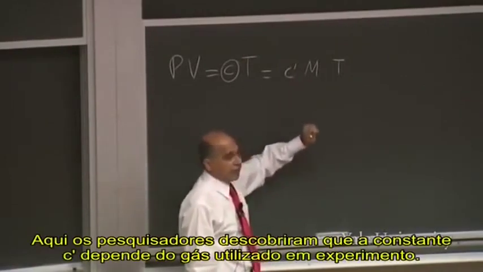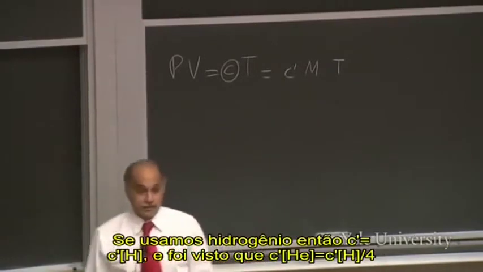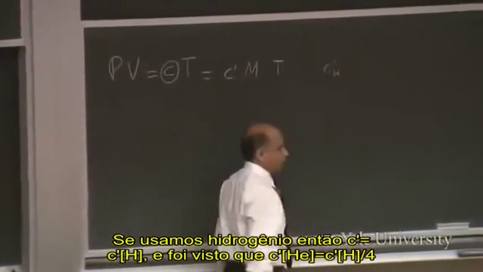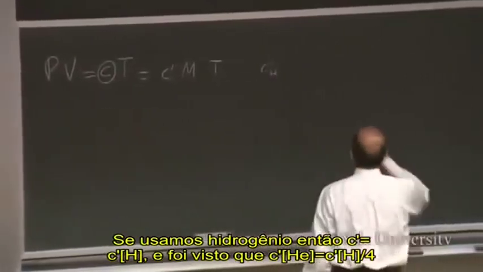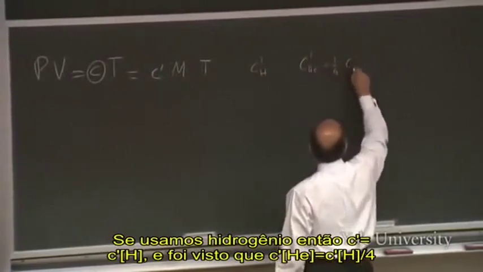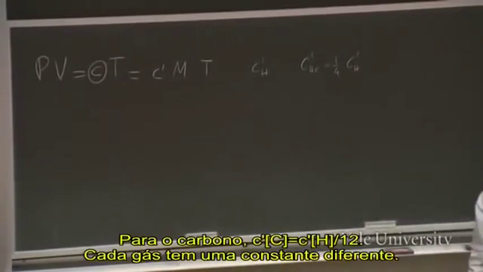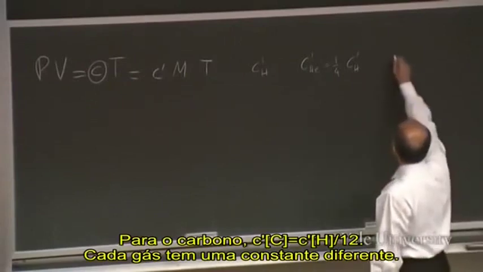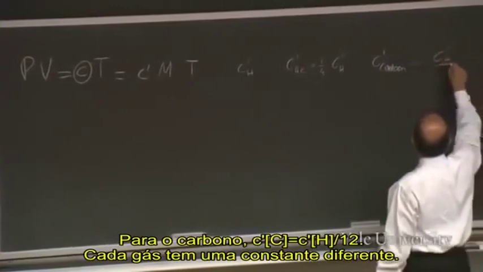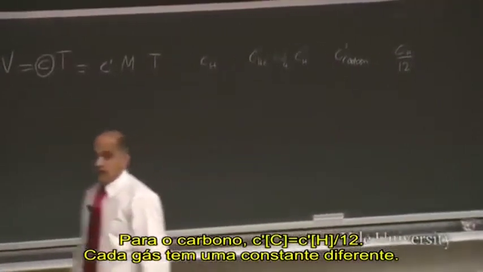If you do it that way, the constant C prime depends on the gas you are considering. If you consider hydrogen gas, let's call that C prime for hydrogen. Somebody else puts in helium gas. Then you find that C prime for helium is 1/4 C prime for hydrogen. If you do carbon, it's another number. C prime for carbon is C prime for hydrogen divided by 12. So each gas has a different constant.